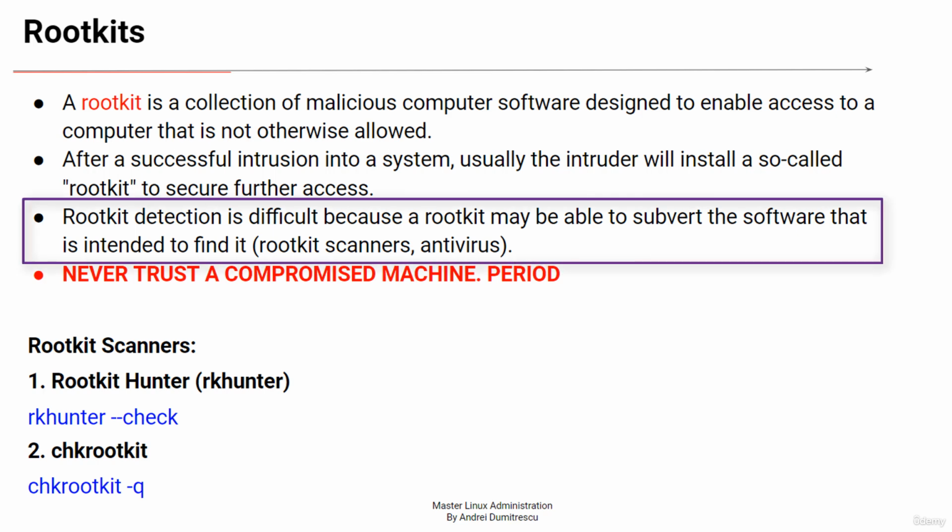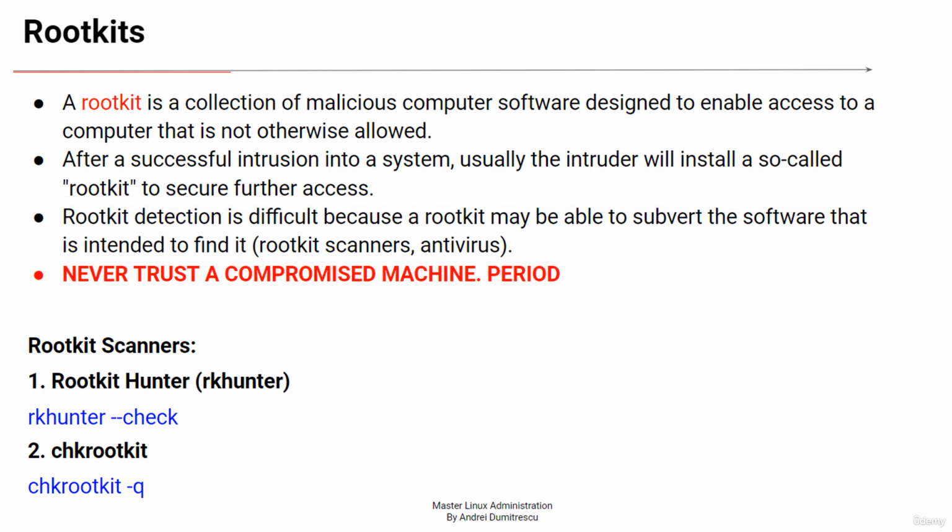Rootkit detection is difficult because a rootkit may be able to subvert the software that is intended to find it. Rootkits could remain in place for a very long time because their role is to hide any trail of their existence. So finding rootkits is a challenge, especially if it loads kernel modules and compromises the kernel. By modifying kernel system calls, kernel rootkits can hide files, directories, processes, or network connections without modifying any system binaries.